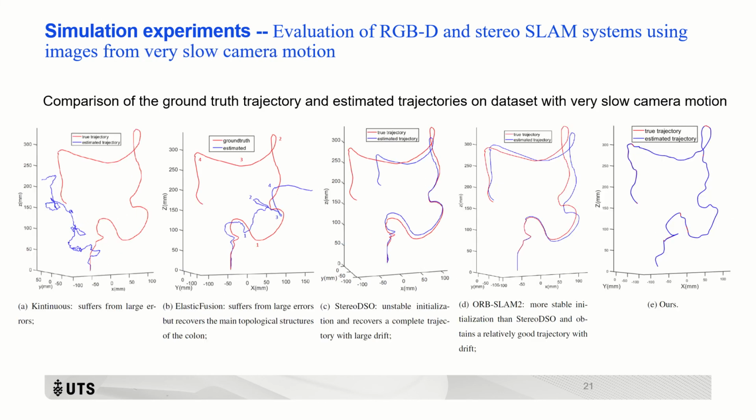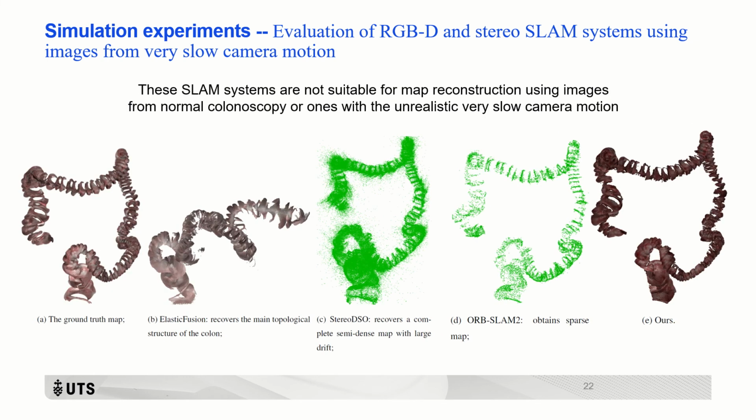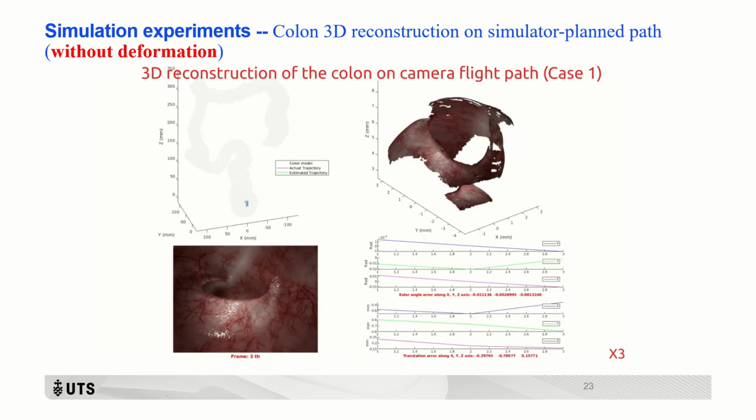Then we use images captured by moving the camera very slowly. We can see from the figure that the state-of-the-art SLAM system also suffers from large drift, and their maps are not complete, and some maps are complete, but they are just dense or semi-dense sparse points.